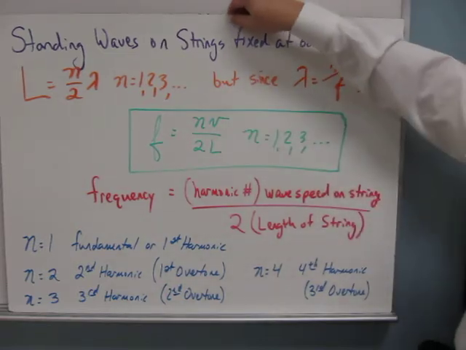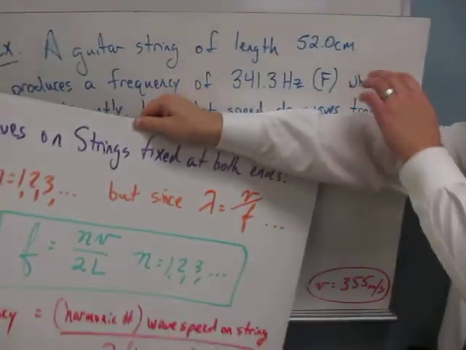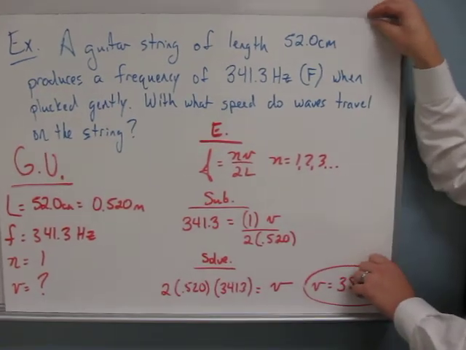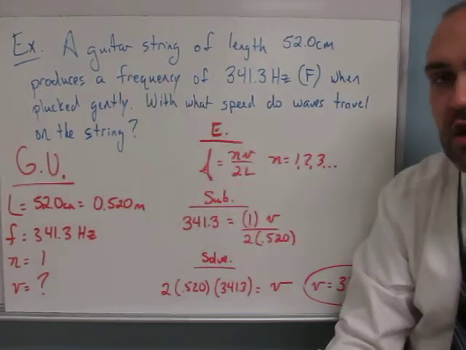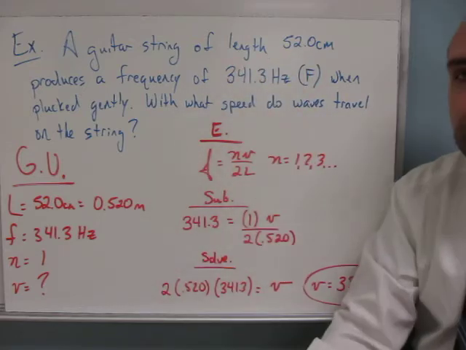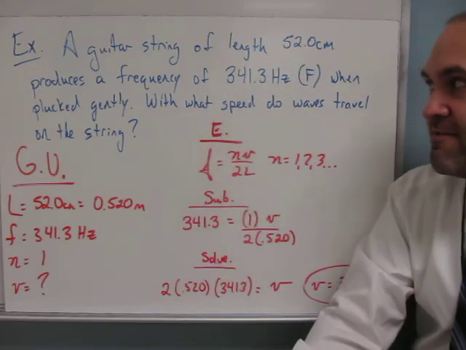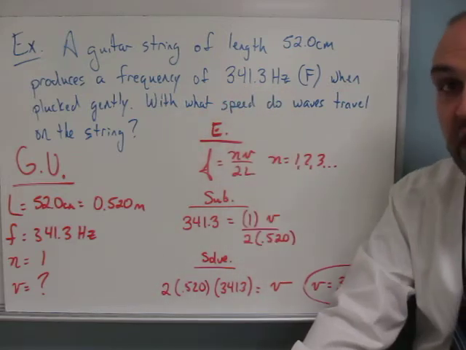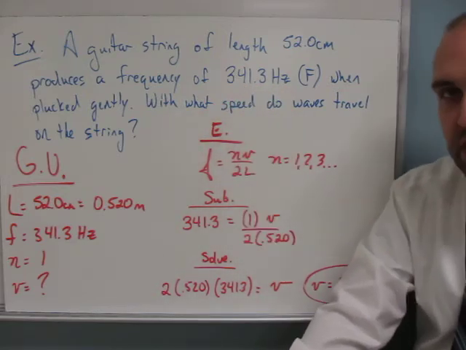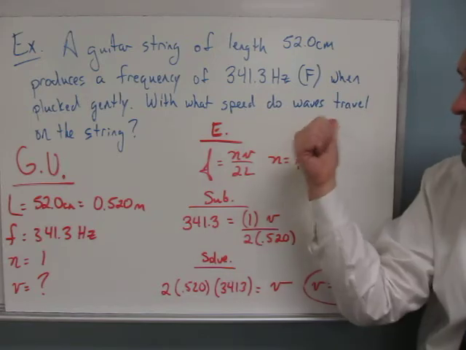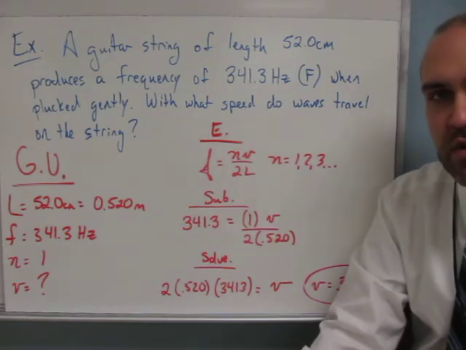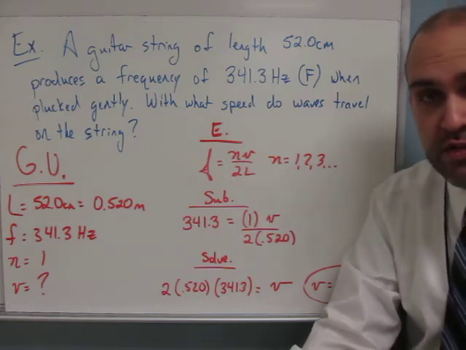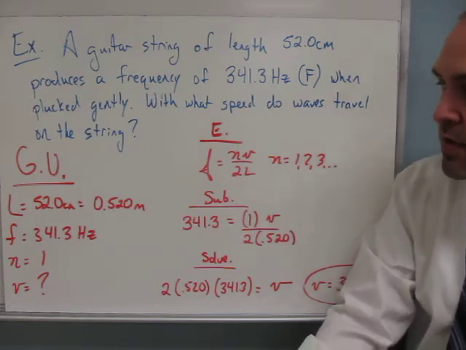Let's do a simple example. Let's say that we've got a guitar string, and it's 52 centimeters long, and it produces a frequency of 341.3 hertz, which is the note F, when plucked gently. With what speed do waves travel on the string? We don't know. We haven't talked about how fast waves travel on strings, and that depends on a number of things. Julius told us it's the tension and the linear density and so on.